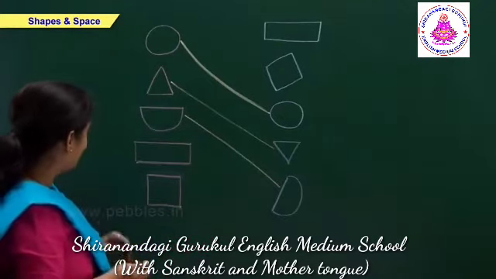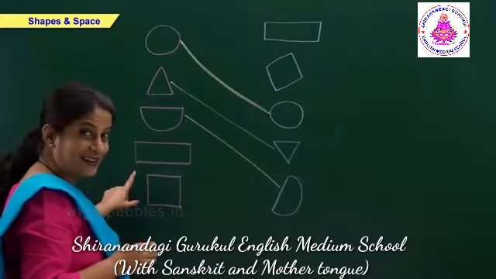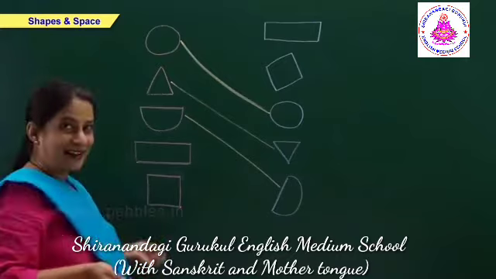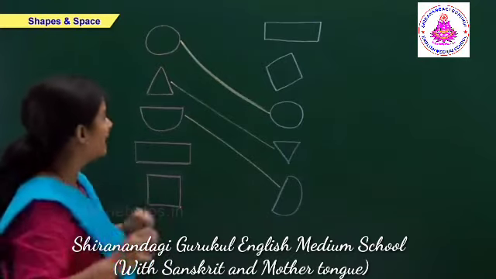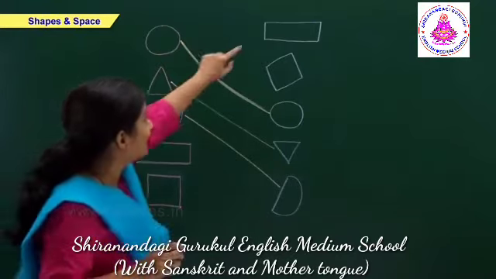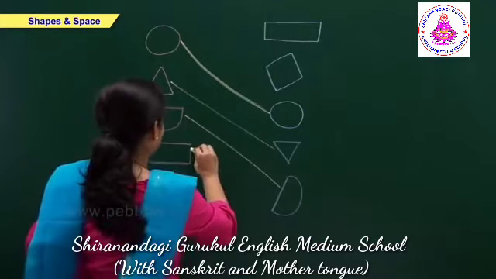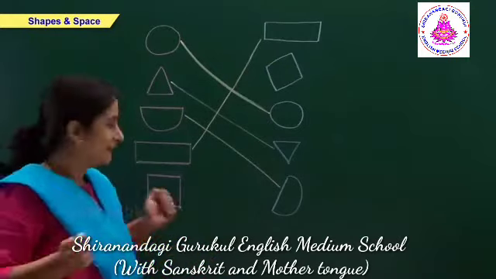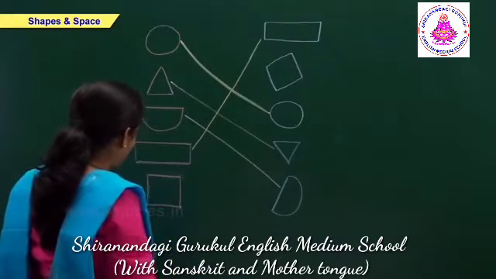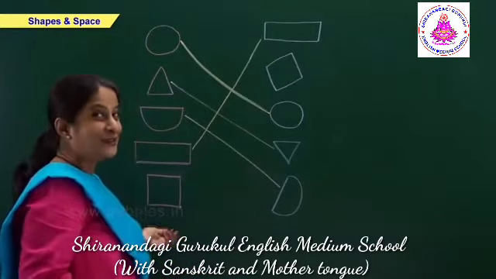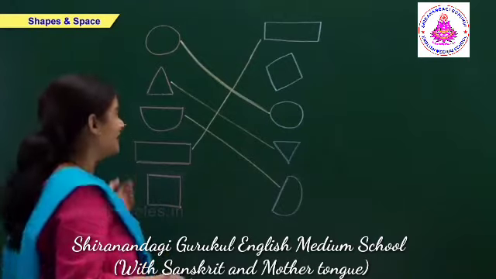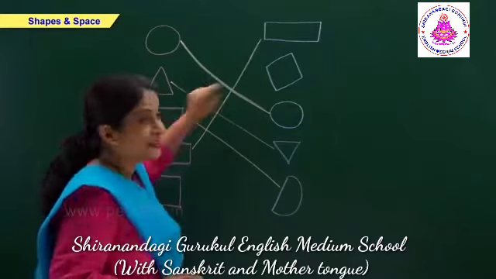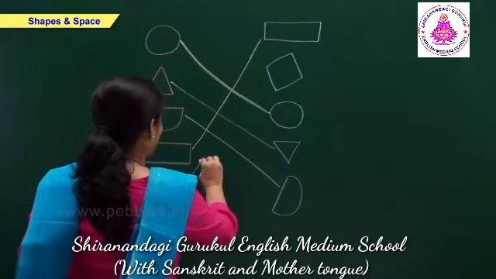And now we have a rectangle. So let's find rectangle. Oh, it's here. Let's match. Rectangle. And now which shape is this? It's very simple. Right, it's a square. And where is our square? A square. So let's match.